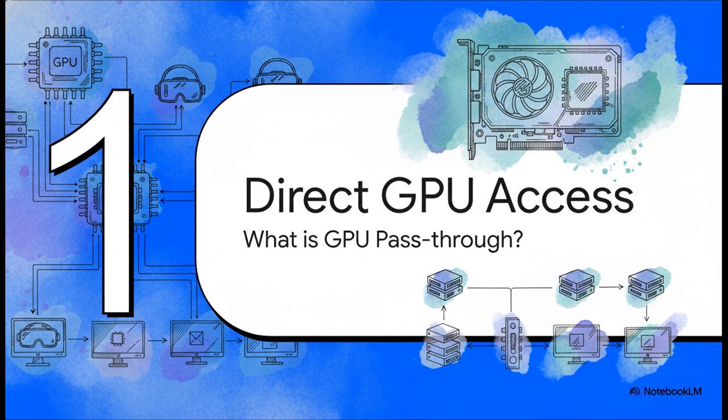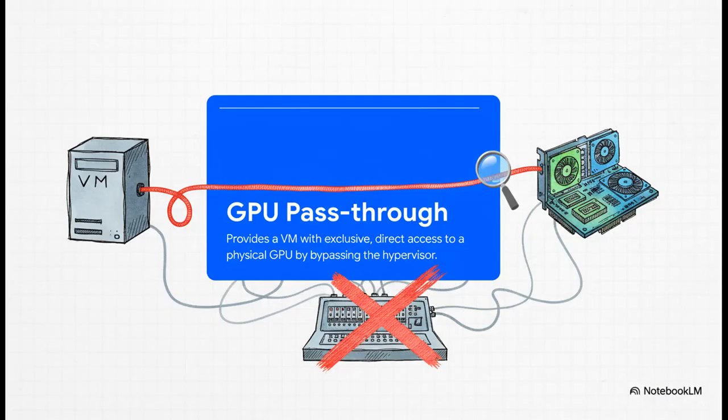Okay, first things first. Let's get on the same page about what we mean when we say GPU pass-through. You might also hear it called direct device assignment. The best way to think about it is like giving a virtual machine its own private, direct hotline to the GPU. Normally, the hypervisor acts like this busy switchboard operator, routing all the calls. With pass-through, we're bypassing that switchboard entirely. The VM gets to talk directly to the hardware, and that exclusive connection, well, that's its superpower.